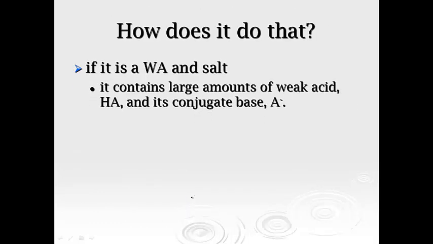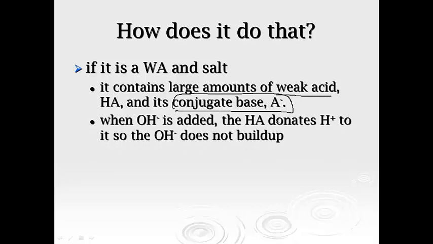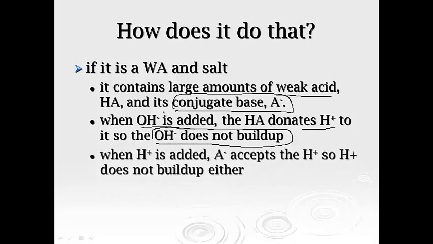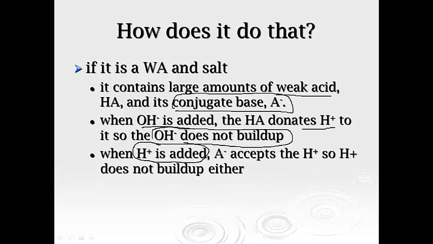Now, how does it do that? Okay, here's the background. If it's a weak acid and its salt, it's going to contain large amounts of the weak acid and its conjugate base, or that negative ion, the anion. So when hydroxide is added, like we just did, the acid donates the hydrogen so that the hydroxide does not build up in solution and cause it to go really basic. On the flip side, if we added something that had hydrogen ion, well, this time the anion is there to accept it, so the hydrogen ion doesn't build up either, okay?